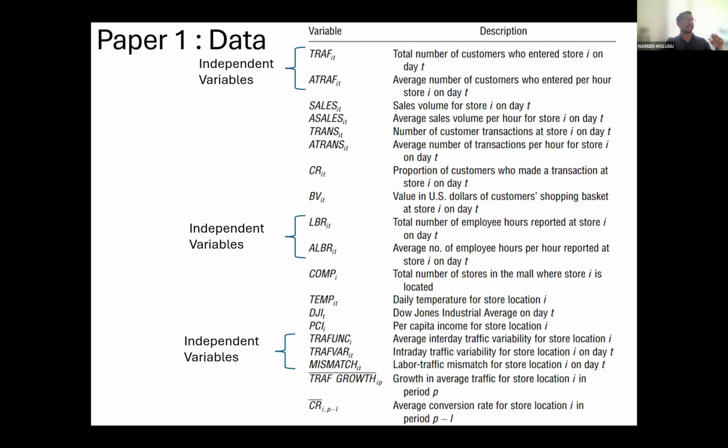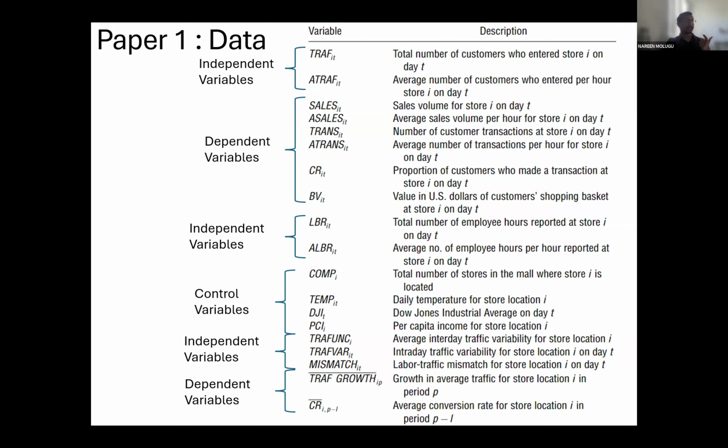The important variables here are the labor and the traffic, and the variation, which is also quantified as the mismatch between labor and traffic. The dependent variables are the sales, the conversion rate, and the basket value, which is the total sales value divided by the number of sales, that is, how much each customer is spending. And also the traffic in future periods. The control variables are temperature, income, demographics, and the economic condition of the market.